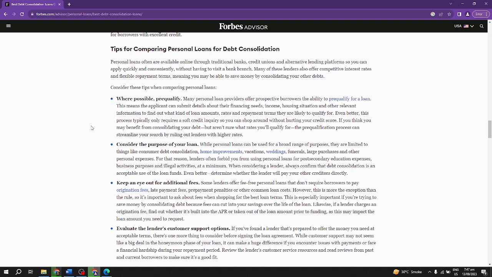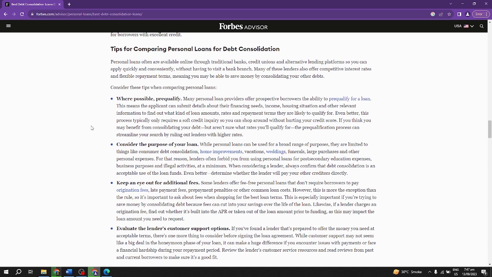Even better, this process typically only requires a soft credit inquiry, so you can shop around without hurting your credit score. If you think you may benefit from consolidating your debt but aren't sure what rates you will qualify for, the pre-qualification process can streamline your search by ruling out lenders with higher rates.